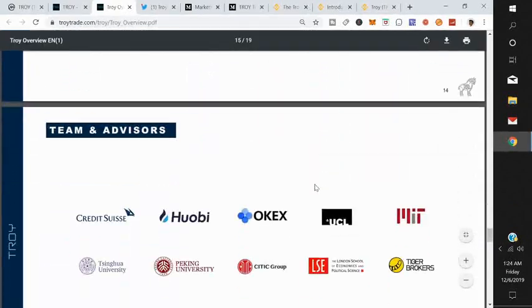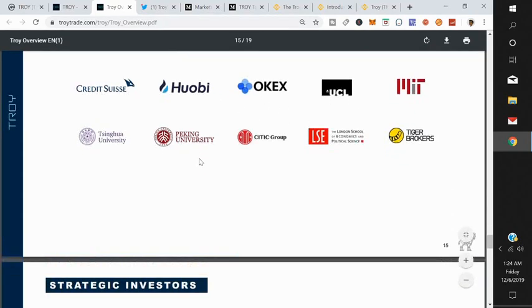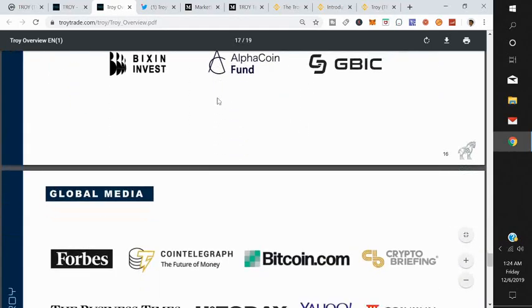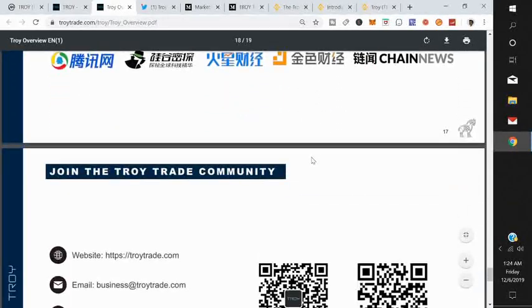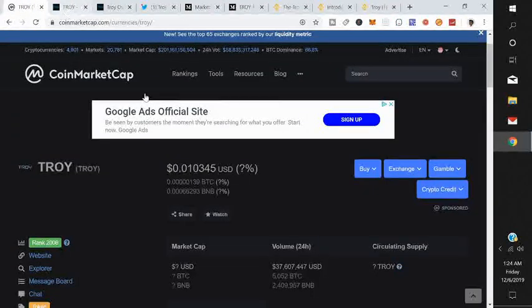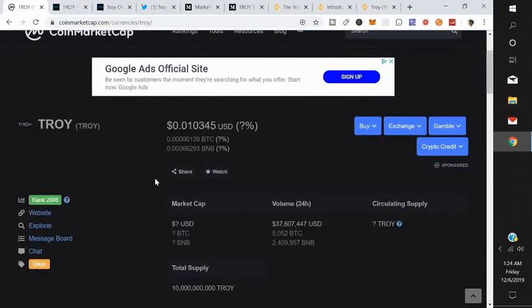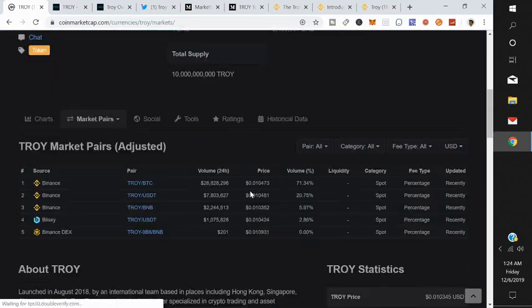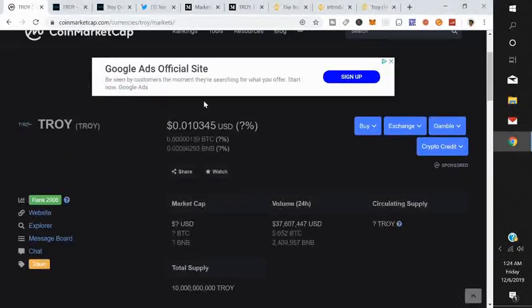And then they have the roadmap. The team and advisors are very professional. They have strategic investors like Block VC, Consensus Lab, Signum Capital, Neo Global Capital. So it's very interesting what Troy Trade is doing. As you can see right now, they're one penny on CoinMarketCap, doing $37 million in volume. And most of that volume is coming from Binance, right? Binance BTC, $26 million of the volume, and USD as well. Binance is doing most of the volume. So that's where we're at right now.